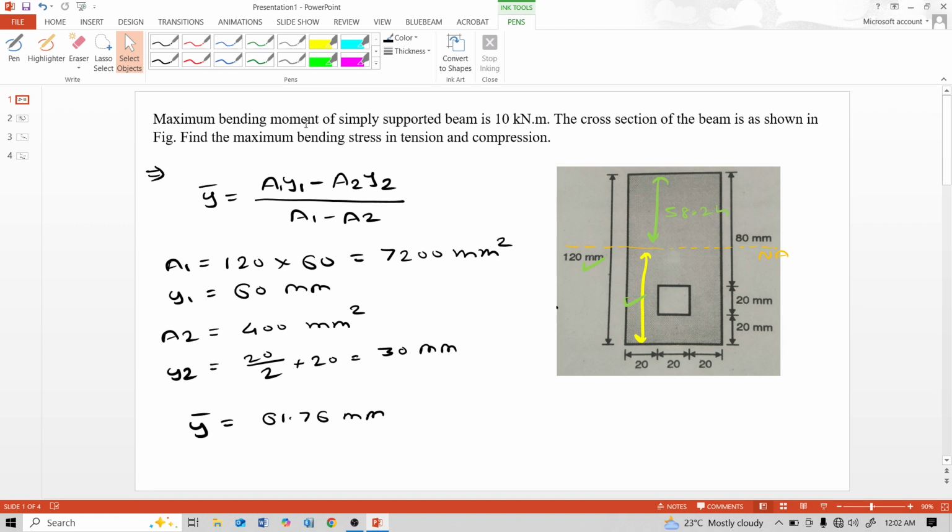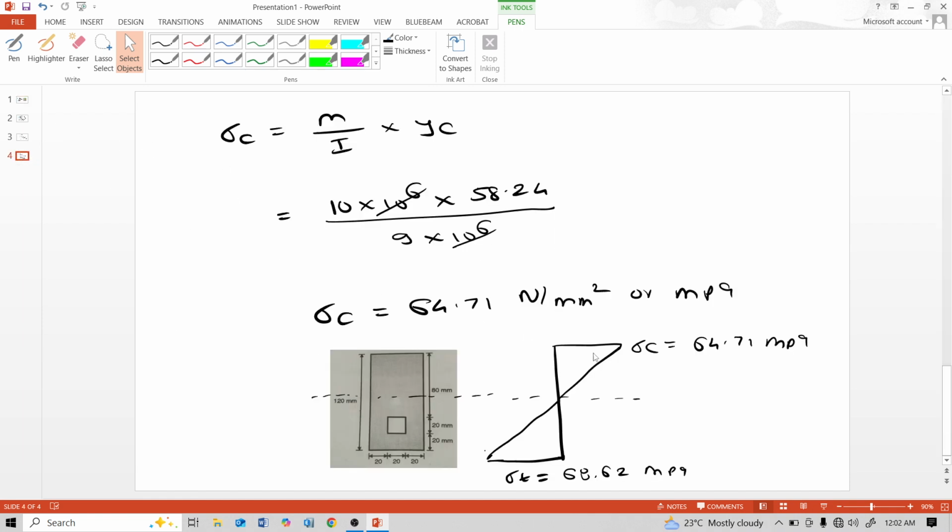For this simply supported beam of this cross section, the maximum bending moment is 10 kilonewton meter, and the cross section is 120 mm by 60 mm with one square hollow part inside it. Compressive stress is 64.71 MPa and tensile stress is 68.62 MPa.